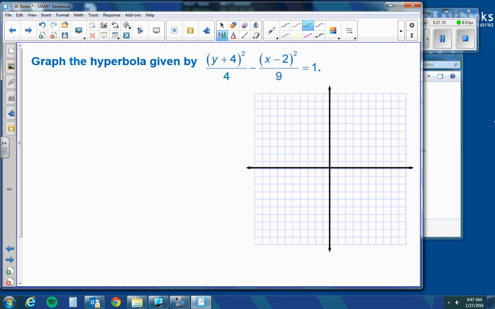All right, here, let's do this one. Where's the center? Miriam, where's the center?